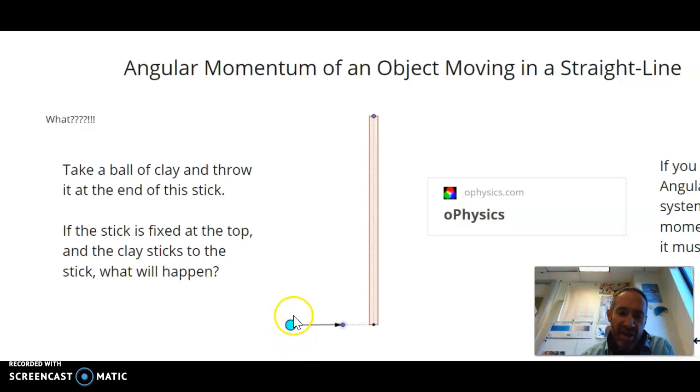Say you had a ball, clay, or whatever, and you take that thing and you throw it at the end of a stick. Now let's assume that that stick is fixed at this point right here. Well, whenever that ball collides with the stick, you know what's going to happen? Well, you don't have to wonder. I think you know, but you don't have to wonder. We have a simulator for that.